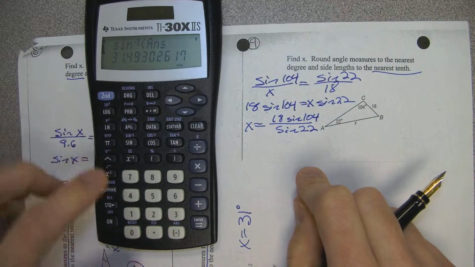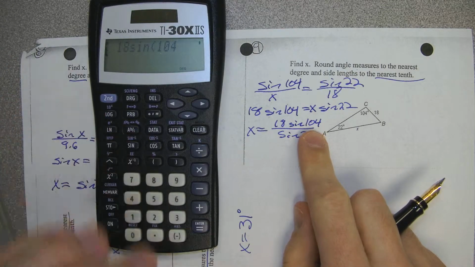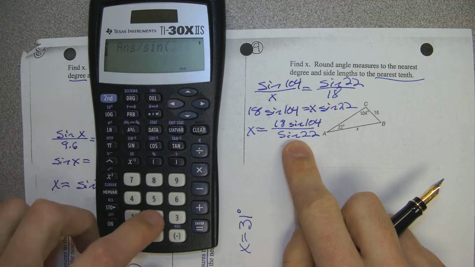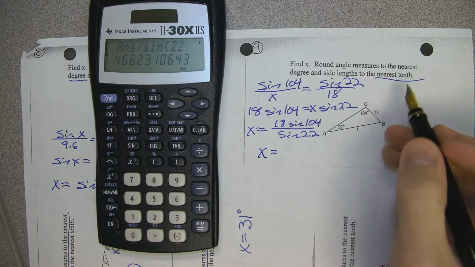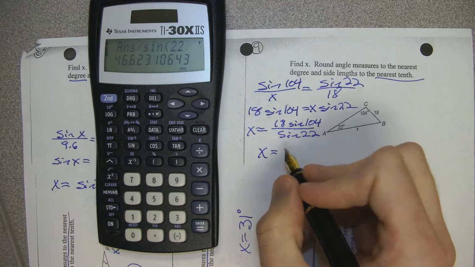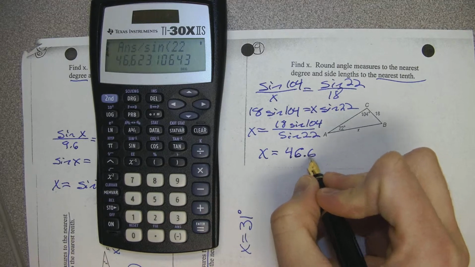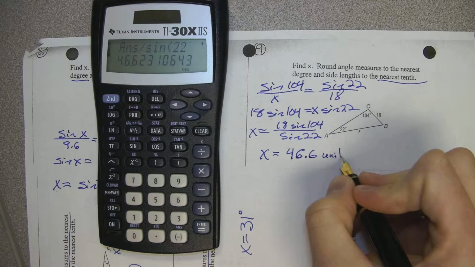And here we go. So again, 18 sine 104 equals, divided by, immediately, sine 22, hit equals. So we know that x is going to be, rounding to the nearest tenth, looks like 46.6. We don't know the units in this case, so we'll just say units.